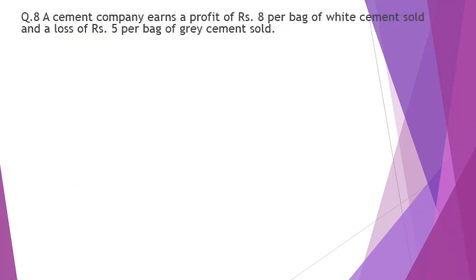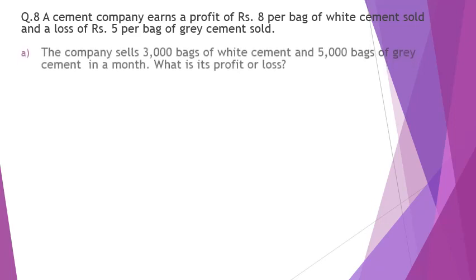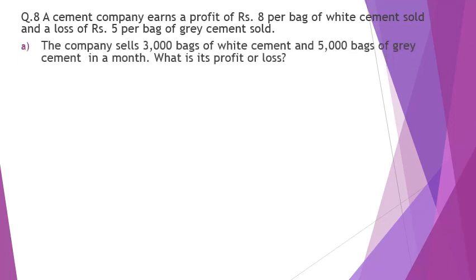Next, question number 8. A cement company earns a profit of rupees 8 per bag of white cement sold and a loss of rupees 5 per bag of grey cement sold. First part, the company sells 3000 bags of white cement and 5000 bags of grey cement in a month. What is its profit or loss?